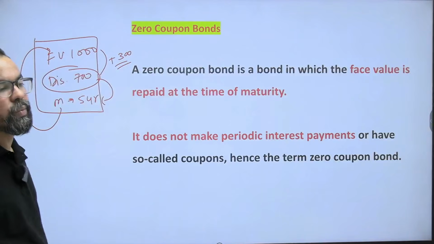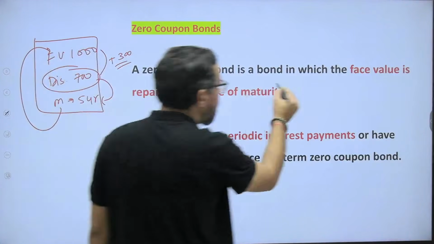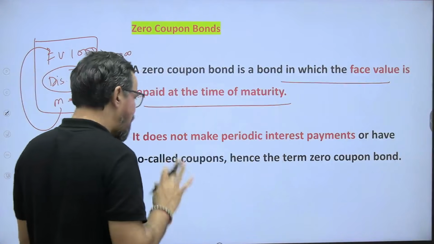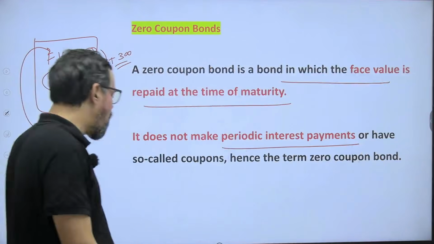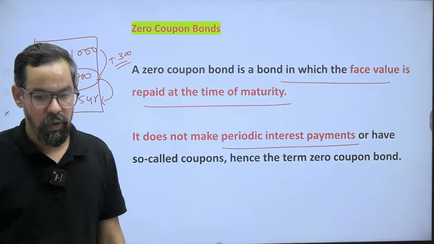Zero coupon does not mean you will not get any interest from this one, right? A zero coupon bond is a bond in which the face value is repaid at the time of maturity. It does not make periodic interest payments, or so-called coupons. Hence, it is generally known as a zero coupon bond, right?